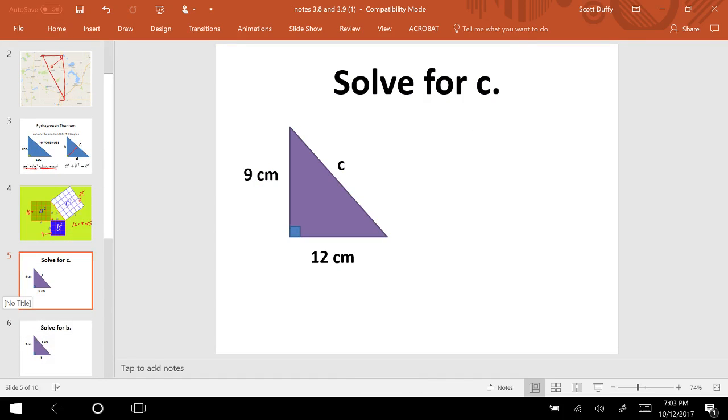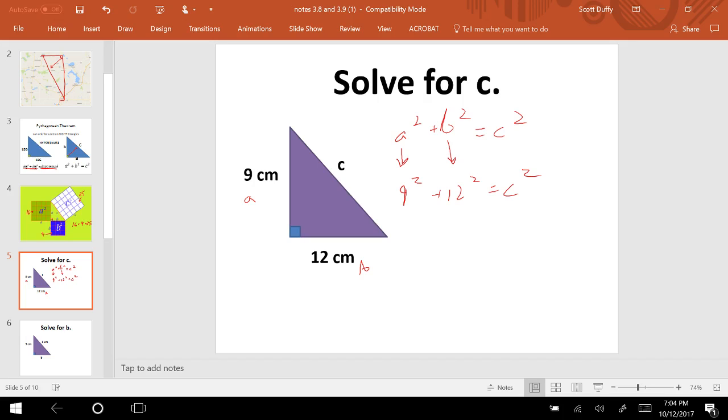Now I'm going to show you how to solve for it. We name the legs A and B, and then the hypotenuse C. So it's always A squared plus B squared equals C squared. In place of A, we're going to put 9, so that's 9 squared, plus in place of B is 12 squared, and that equals C squared, because we don't know what C is.